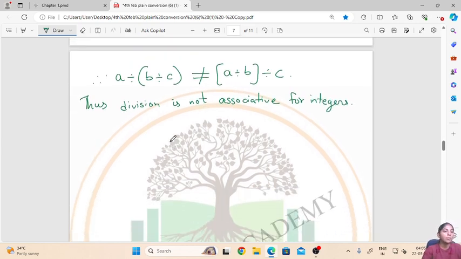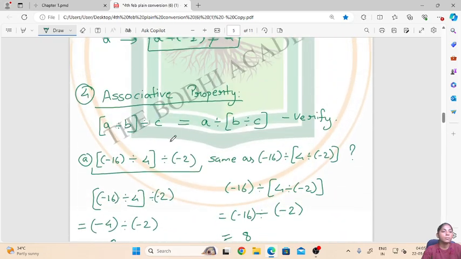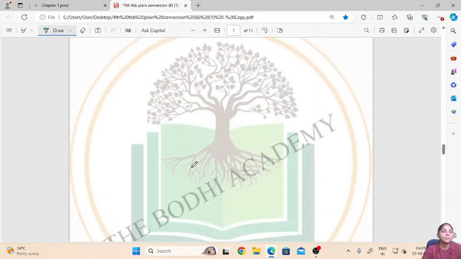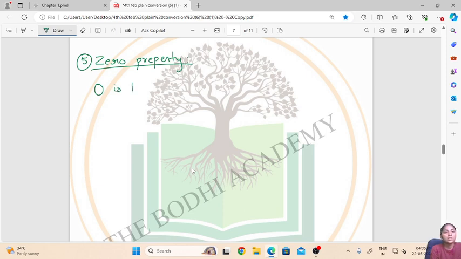Then the next property that we have, fifth property, is zero property. So this property is zero property with respect to division of 0. So let us see, when 0 is divided by any non-zero integer.